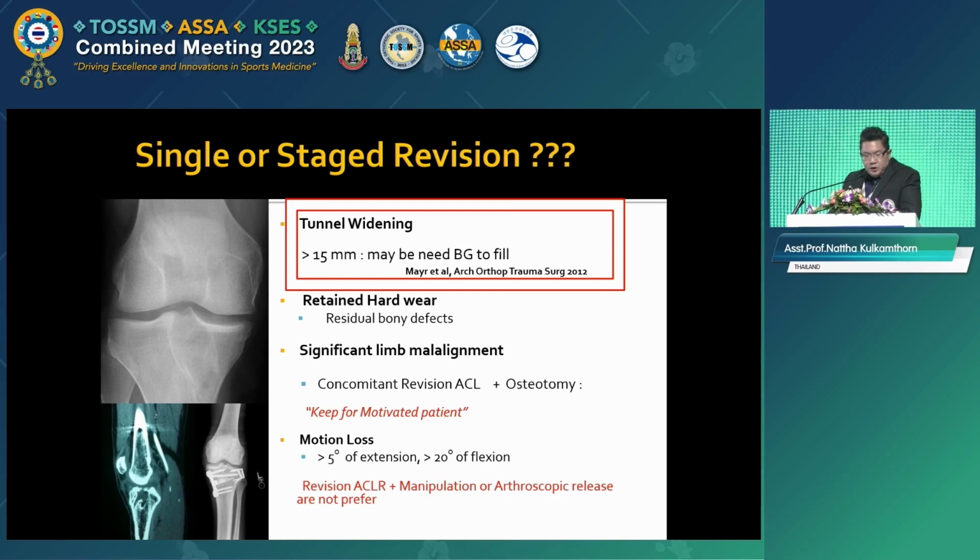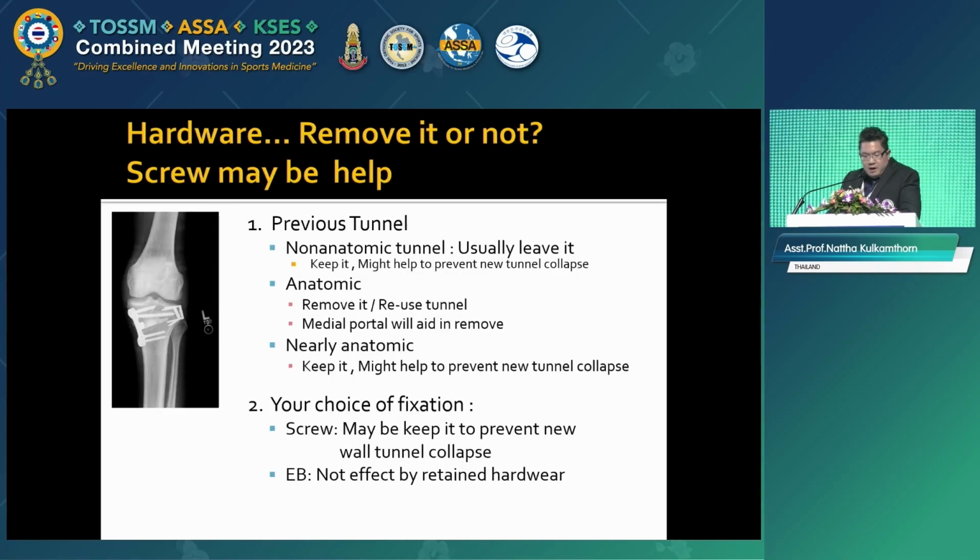My job today is to talk about how I manage bone loss. Usually the accepted tunnel widening is about 15 millimeters. That's where all of the surgeons agree that maybe you need bone graft, so I will focus on this. The hardware: remove it or not?